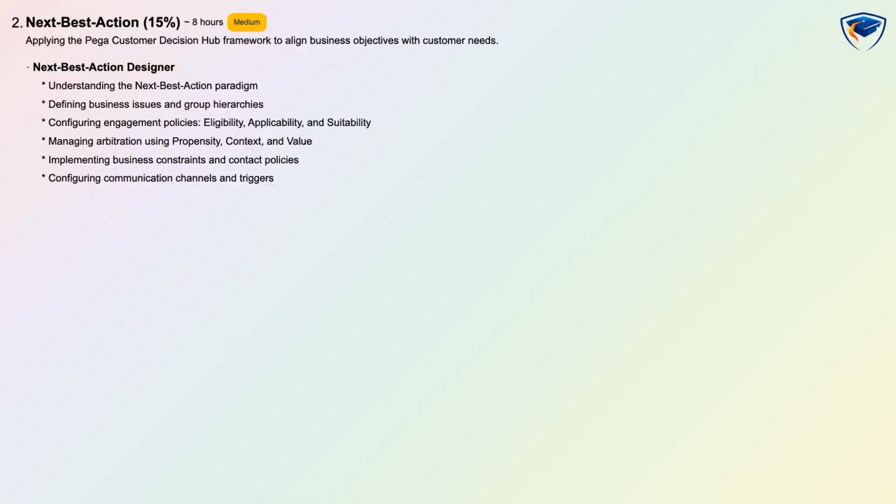Next best action is 15% and focuses on applying the Pega Customer Decision Hub framework to align business objectives with customer needs. Expect to understand the next best action paradigm, define business issues and group hierarchies, and configure engagement policies covering eligibility, applicability, and suitability.